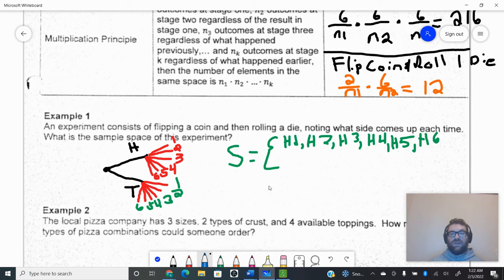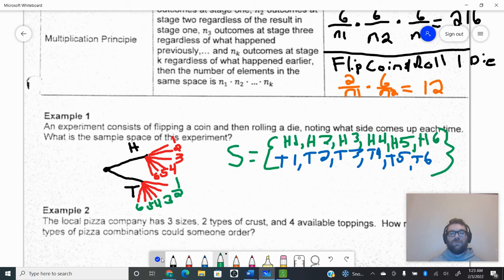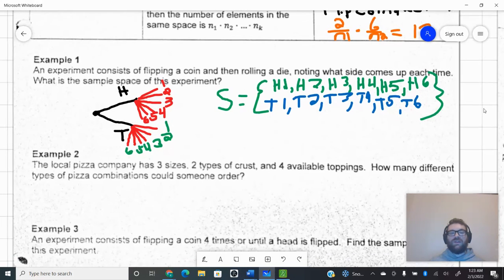What if I got tails first? Well, I could get a tails, roll a 1. Flip for tails, 2. Tails 3. Tails 4. Tails 5. And tails 6. So that's the sample space for this experiment. And that's how we find it.